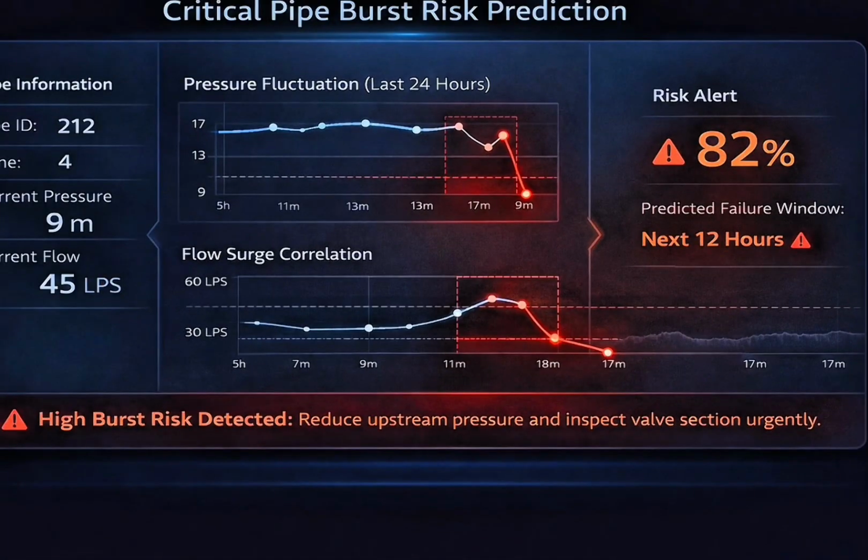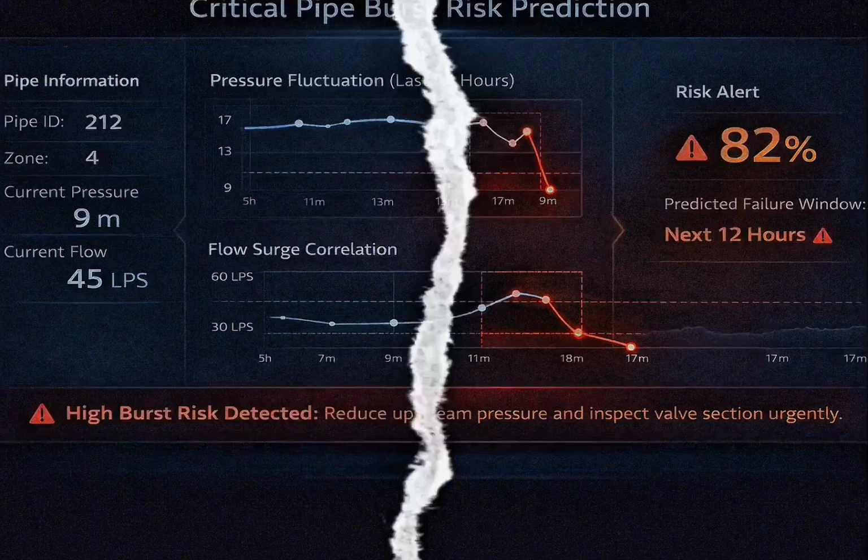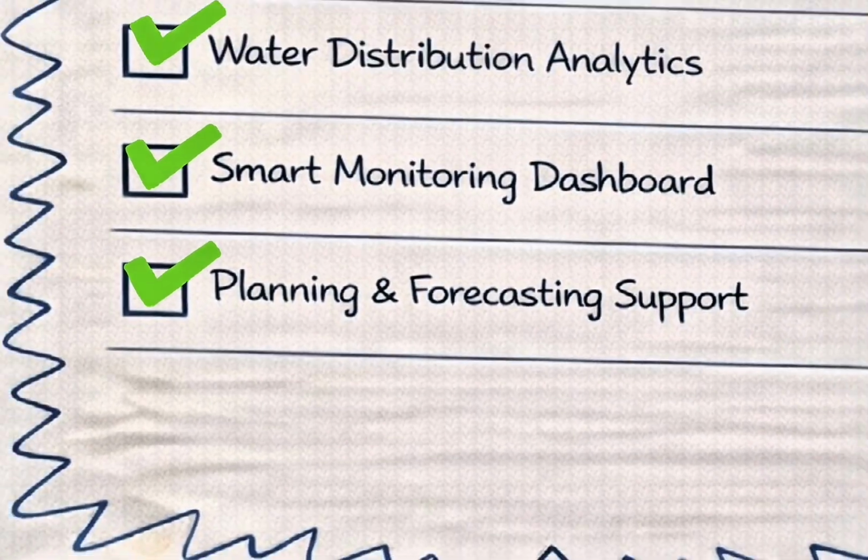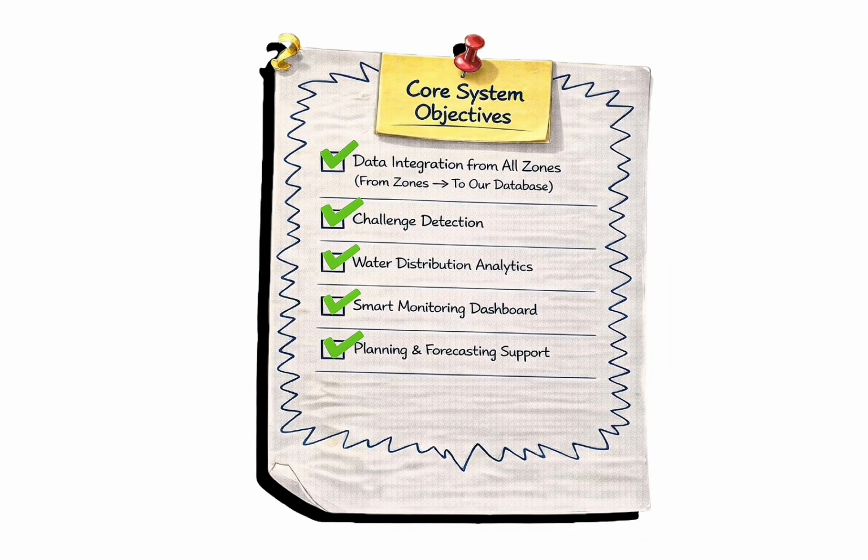Here we have demonstrated a few forecasting scenarios for conceptual understanding. In real implementation, the system can analyze all zones, tanks, and pipelines continuously, generating multiple risk predictions simultaneously. This ensures citywide proactive planning, not just isolated case analysis.